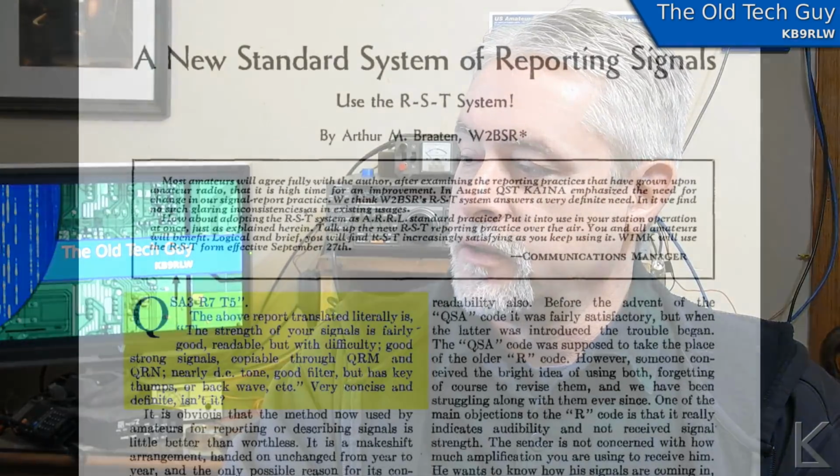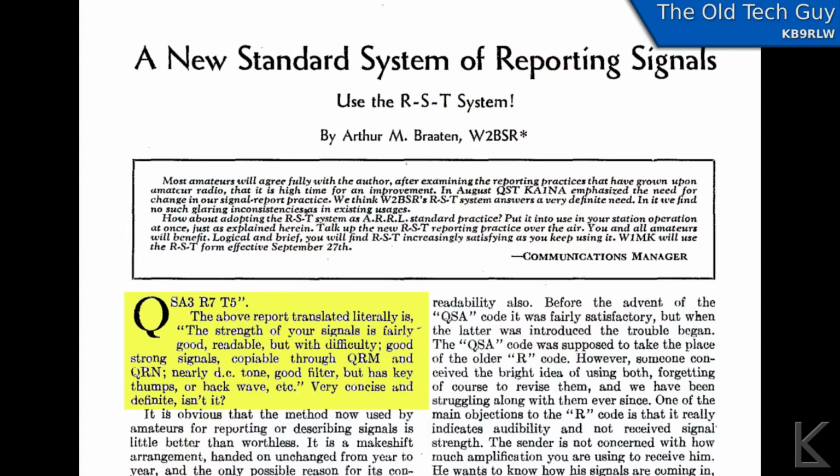If we go back to that article and we look at the first line in there, QSA3 R7 T5, the above report translated literally is: the strength of your signal is fairly good, readable but with difficulty, good strong signals, copyable through some QRM and QRN, nearly DC tone, good filter, but has key thumps or backwave. Wow, that's a lot said in those weird little symbols there.